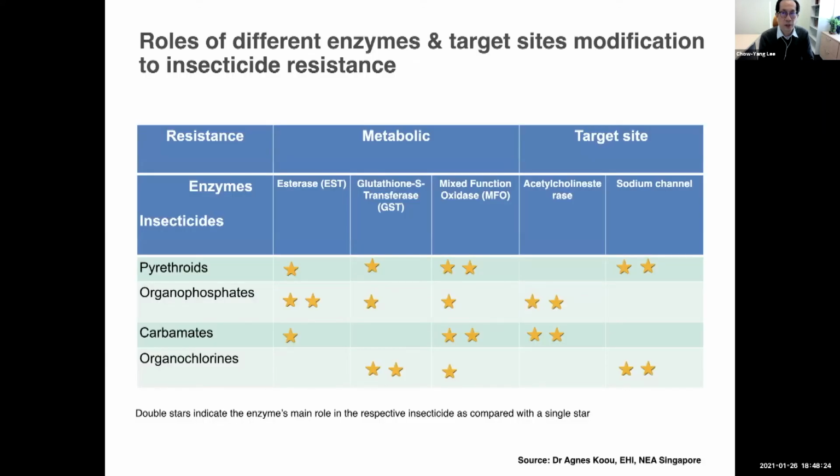If we look at the role of different enzymes and target site modification in resistance, we have these four groups of insecticide: Pyrethroids, OP, Carbamate, and also DDT. Each one of these resistances could be conferred by either metabolic or target site mechanisms. And again, this has been shown before by the previous two speakers.